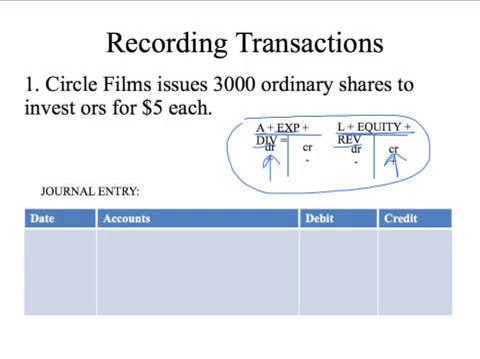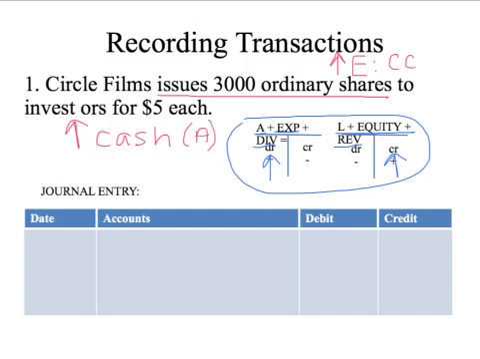Let's take a look. We've got Circle Films issues 3,000 ordinary shares to investors for $5 each. So first of all, ordinary shares is part of equity. So that's equity increasing. And this is just a definition that you need to know, that issuing shares is recorded as contributed capital or contributed equity. When a company issues shares, they receive cash in exchange for selling those shares. So cash is increasing. So I've identified that there's cash, which is an asset, and there's equity. Both of them are increasing.